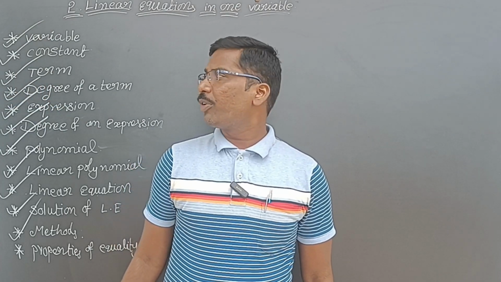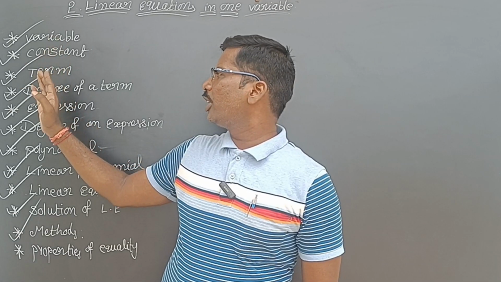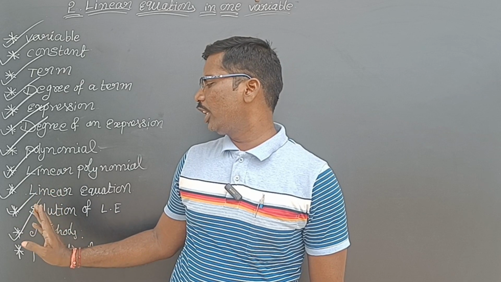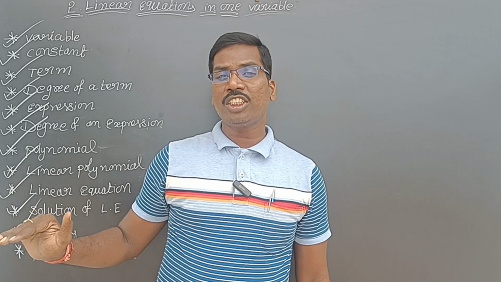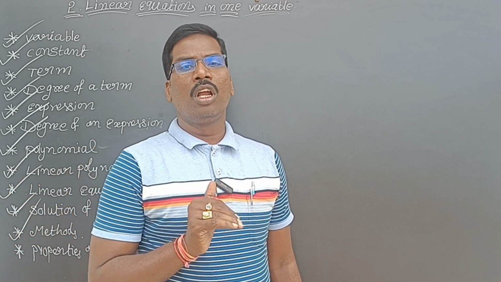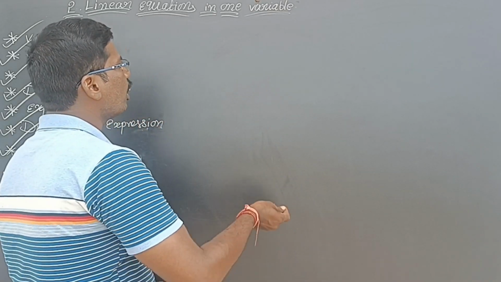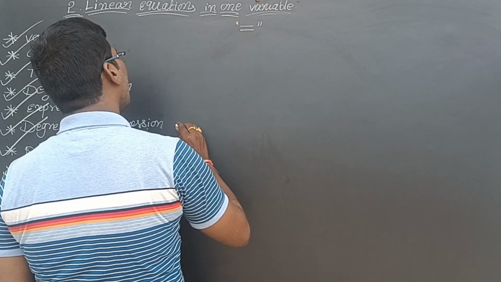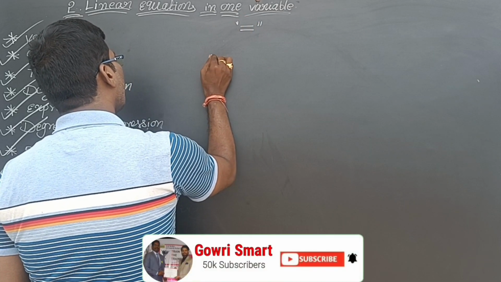Till now we have completed variable, constant, term, degree of a term, expression, degree of an expression, polynomial, linear equation, solution of linear equation, and the methods for finding linear equation solutions. Now, the last topic is properties of equality. Equality means the equal sign. This equal sign has three very important properties.